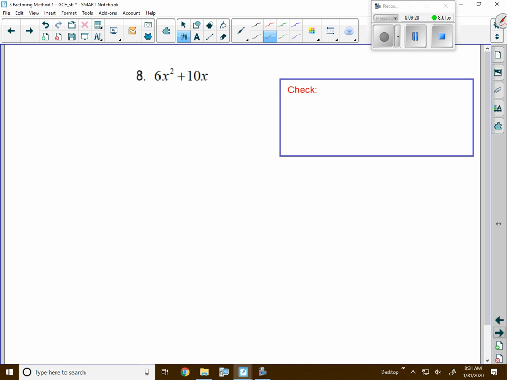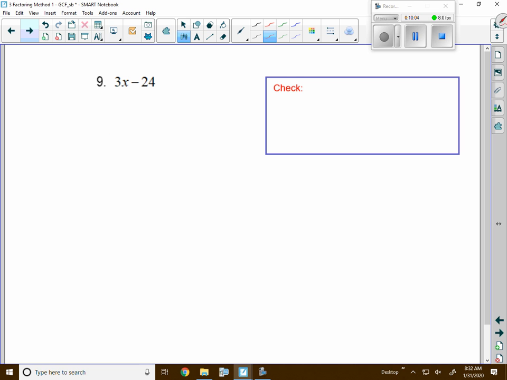Number 8, GCF. What do you think your GCF is here? 2x. Good, 2x. You're going to pull a 2x out of each term, which just means you're dividing it out of each term. So go ahead and do that. I'll let you finish that one up. It's looking like we would have 3x plus 5 left on that. 3x plus 5. You in agreement?